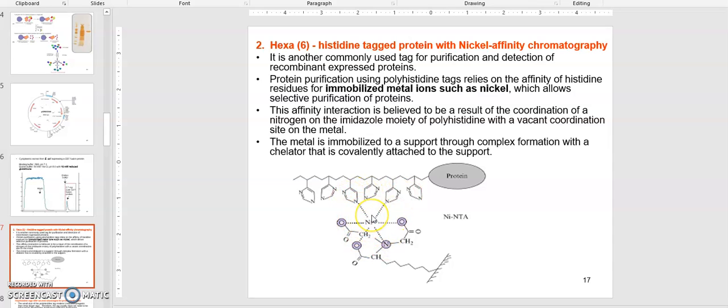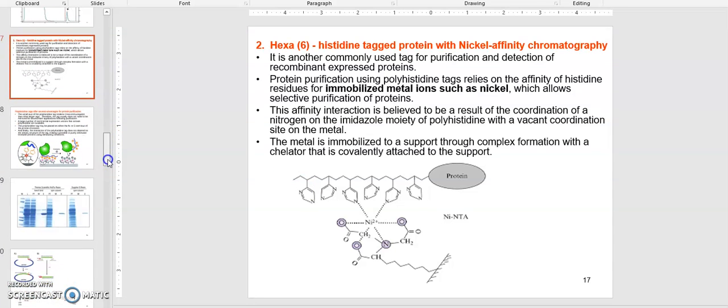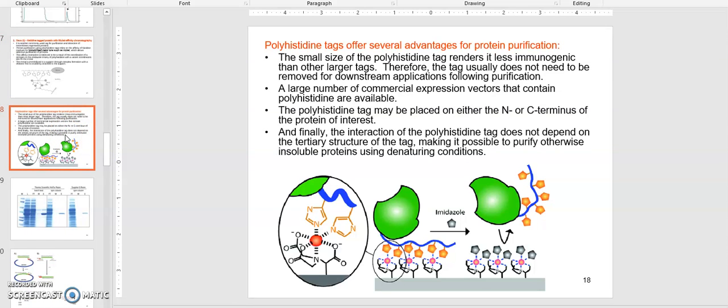So nickel ion will be the affinity chromatography resin, and then you can purify your protein that has a 6 histidine tag over the nickel ion column. So this is another tag protein available, which is a much smaller protein because it's only 6 histidine, very small. Okay, so polyhistidine tag offers advantages for your protein purification because it's a very small tag made up of only 6 histidine. It doesn't render the structure of your protein a lot, which is a strong advantage.